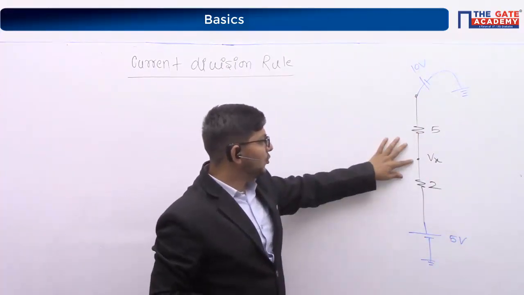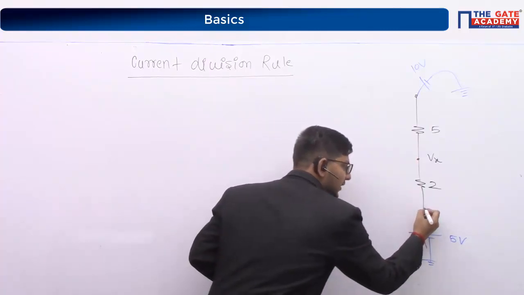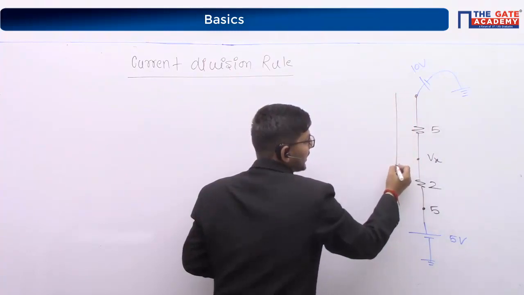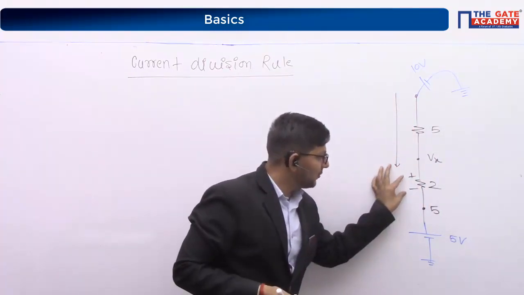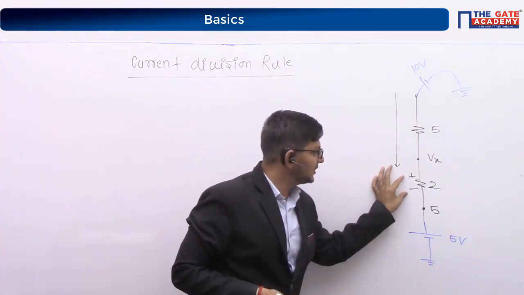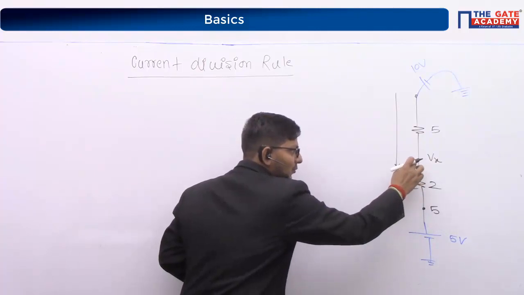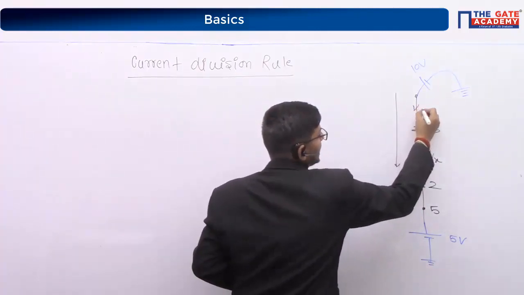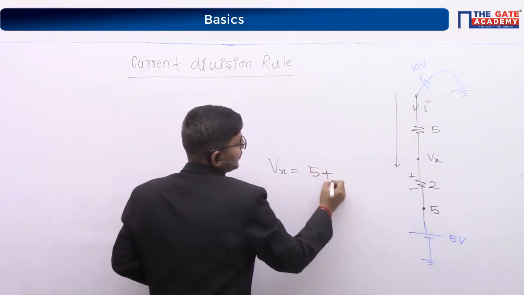Now we have to find the voltage with respect to this point. So according to you, what is the voltage at this point? Voltage at this point will be 5 and current flows from here to here, right? So there will be some voltage drop across this resistance. What will be the value of Vx? This point voltage is 5. What will be the voltage at this point? 5 plus 2 into I. If suppose the current in this branch is I, what is Vx? We can write it as 5 plus 2 into I.